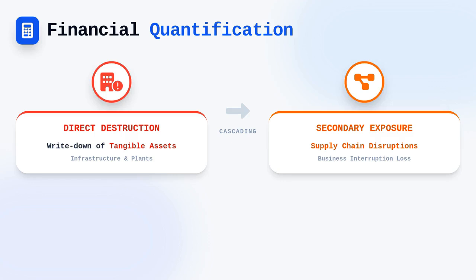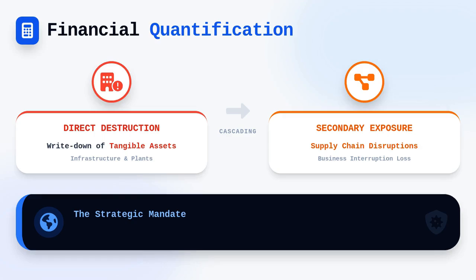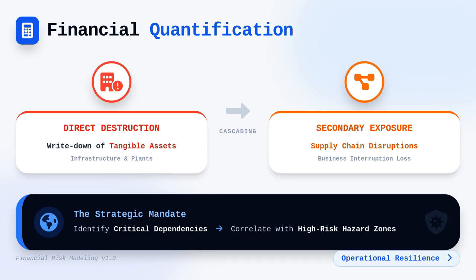Supply chain disruptions serve as a prime example, where a localized flooding event in a key manufacturing hub can cause a global halt in production, resulting in substantial business interruption losses. These secondary exposures often exceed the value of the direct asset damage, creating significant volatility in revenue streams that must be modeled with precision. You need to identify where your critical dependencies reside geographically and correlate those locations with high-risk hazard zones.